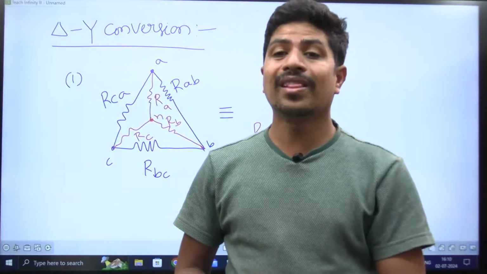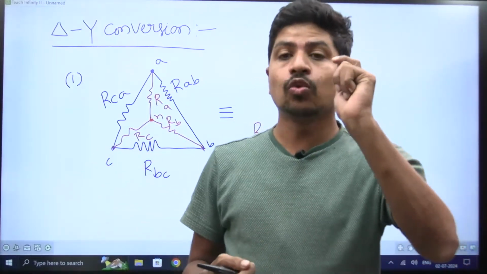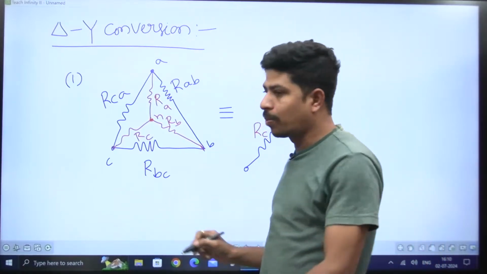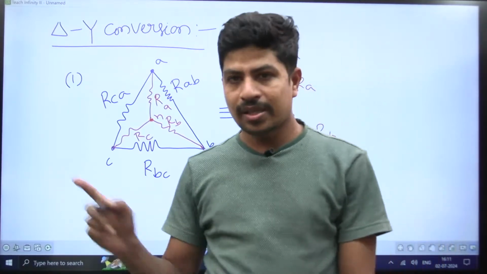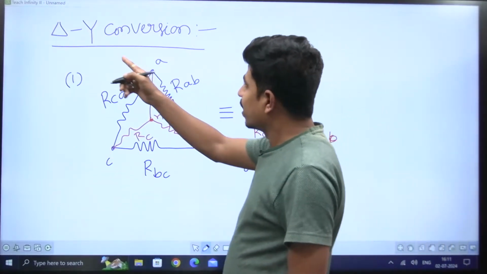If all the resistances at one end are connected together, the point you get is called the star point or neutral point. Yes, that is neutral, and this is a star connection. Then what is delta to star?